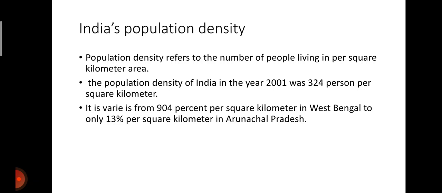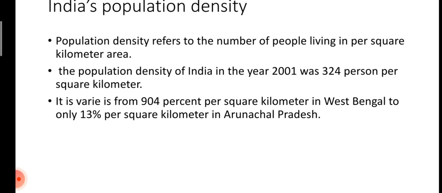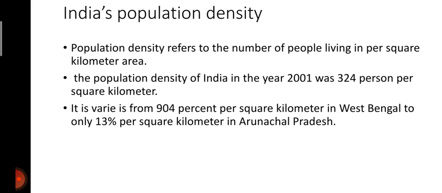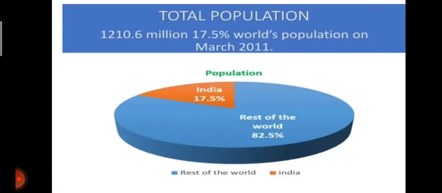Now we will learn what density of population is. Population density refers to the number of people living in a per square kilometer area. You can see the total population of the world here, and India's share also: 1210.6 million, 17.5% of the world's population in March 2011.